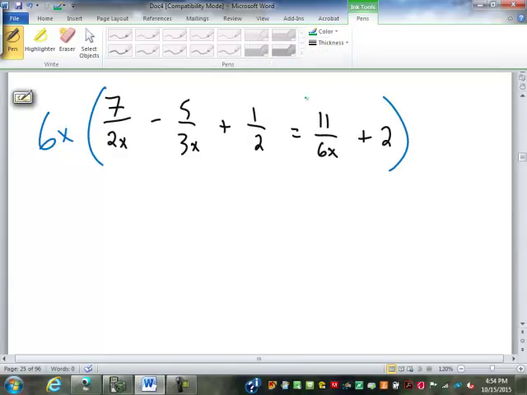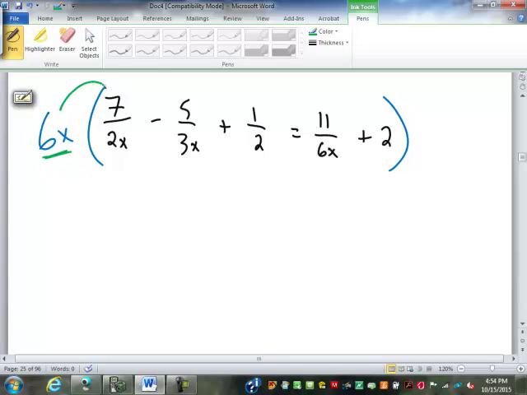So I'm going to stop there. Questions on where the 6x came from? How many of you think you can find the 6x and do it on your own? Okay. That's a start.